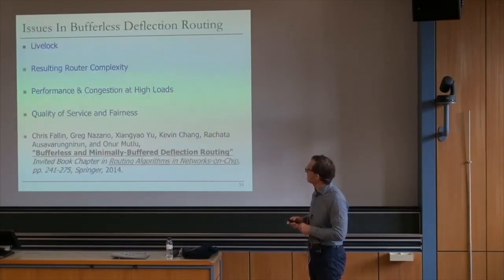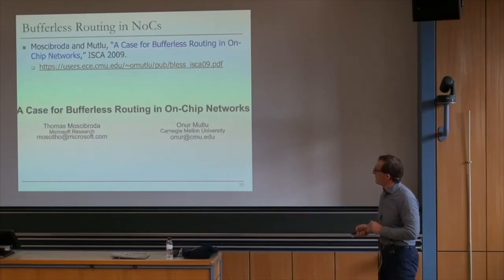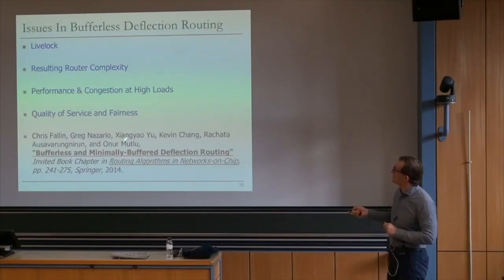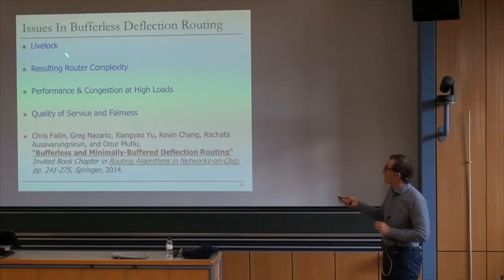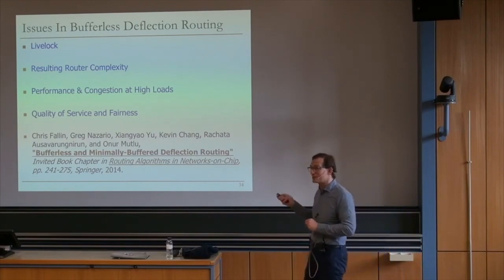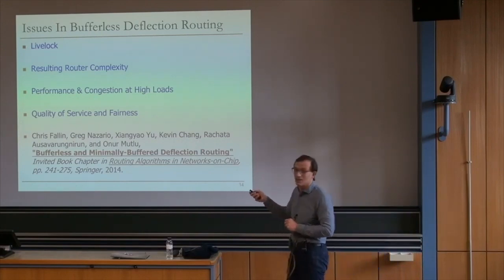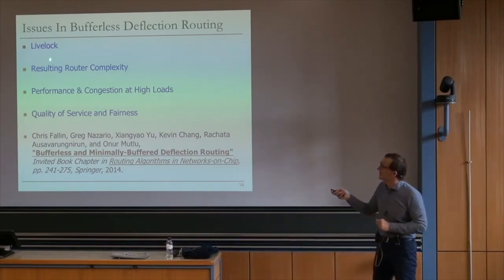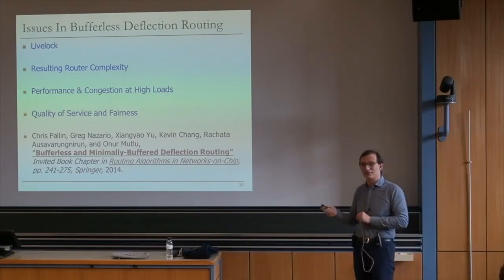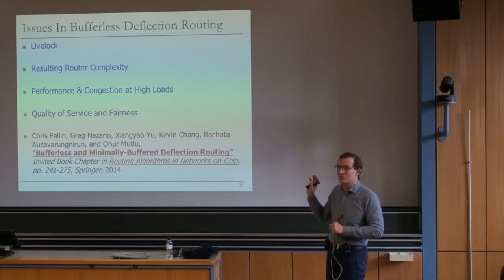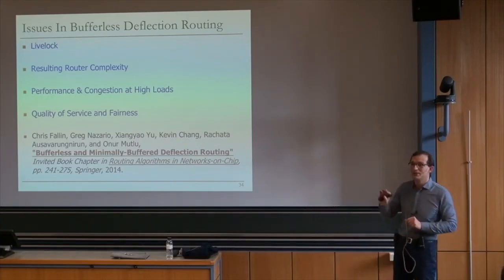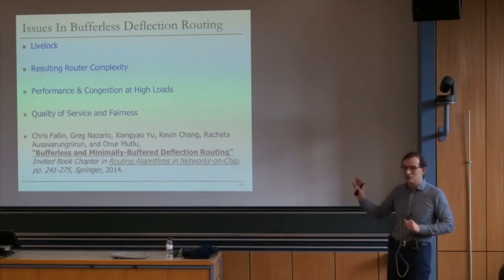So maybe I'll take a break before I start the next one. But basically, what we're going to cover is some issues in bufferless deflection routing. Live lock is a key issue, and live lock is the one that causes the router to be complex. And we're going to think about different algorithms for live lock. This is something that people have not thought about. How do you actually guarantee live lock freedom with minimal complexity? And we're going to talk about that.